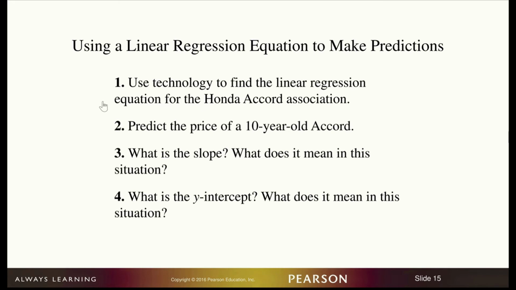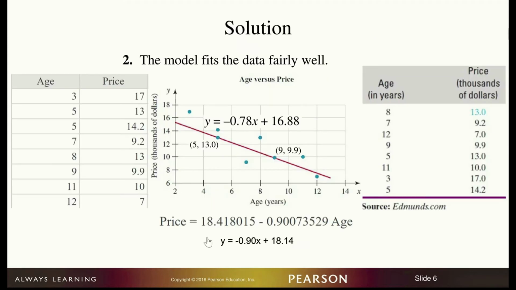Okay, so this time we're going to make some predictions, but we're not going to make it using the model which we found by 2 approximate points, right? Where we picked 2 points and we figured, oh, it's going to look pretty good from this standpoint. No, we're actually going to use the exact linear regression model to make a prediction. So we're going to use technology to find the linear regression equation. We did that already, remember? So let's go back and bring it over. Okay, so if you recall, we came up with this, right? So y equals negative 0.9x plus 18.14.